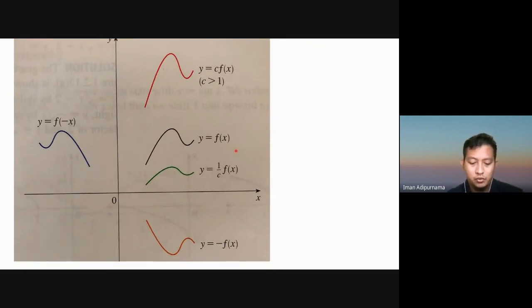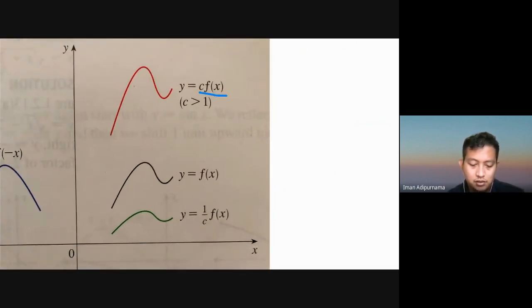Another one, look at the function here. This is the original one, the black one. What is happening here is we multiply the function with a constant. So c is a constant. c can be greater than 1, or less than 1, or in this case 1 over c. If we multiply with c, of course it's going to be scaled up, right? The scale is getting larger, but it's still proportional. You see this peak here still has the same property, the same behavior, but a different scale.